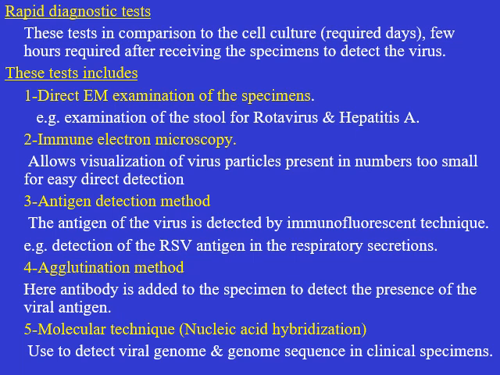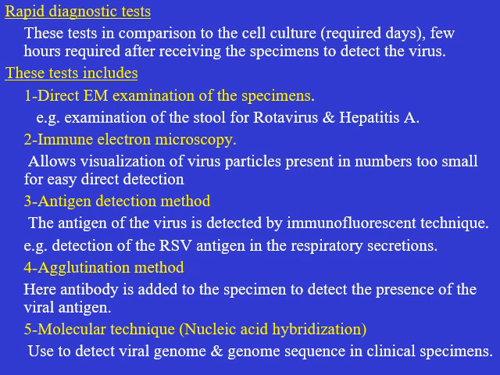These tests include: 1. Direct electron microscope examination of the specimens, for example, examination of the stool for rotavirus and hepatitis A virus. 2. Immune electron microscope. This allows visualization of virus particles present in numbers too small for easy direct detection. 3.